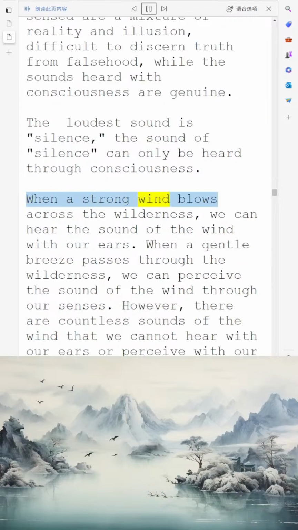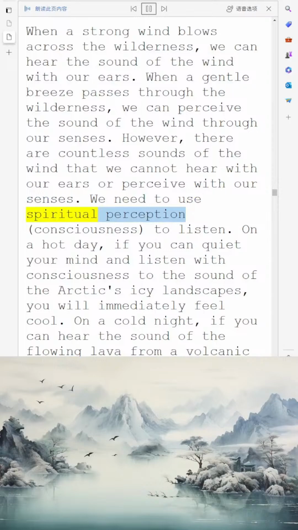When a strong wind blows across the wilderness, we can hear the sound of the wind with our ears. When a gentle breeze passes through the wilderness, we can perceive the sound of the wind through our senses. However, there are countless sounds of the wind that we cannot hear with our ears or perceive with our senses. We need to use spiritual perception, consciousness, to listen.